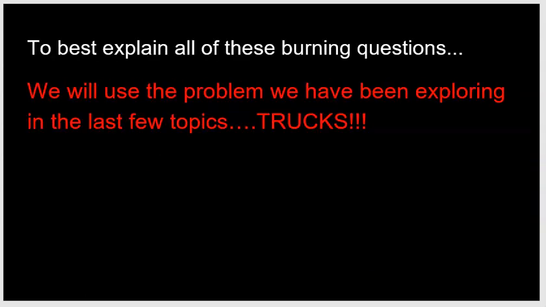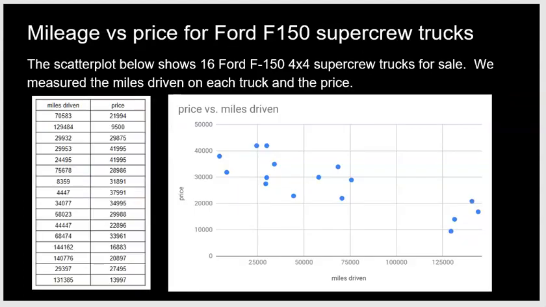Now, to best explain all of these burning questions, we will use the problem that we have been exploring in the last few topics, trucks. All right, so here is that data once again. This is the mileage versus price for Ford F150 SuperCrew trucks. So we have our table of all of our miles and all of our prices, the explanatory and the response. We have this beautiful scatter plot that looks fairly linear, right? And we definitely can tell that the more miles are on a truck, the cheaper in price it tends to be.